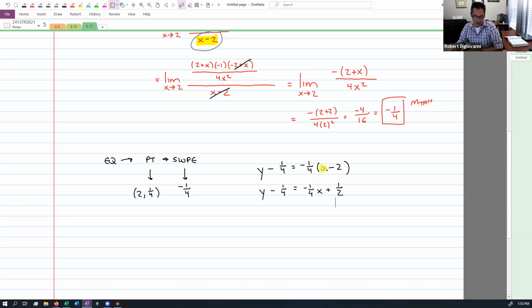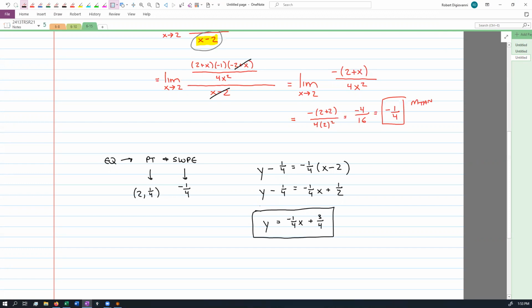So when I distribute through, I get negative 1/4 x, and I get positive 1/2. And then I need to add 1/4 to both sides. When I add 1/4 to 1/2, I should get 3/4. And that should be the equation of the tangent line. Are there any questions while I'm letting people copy this down?